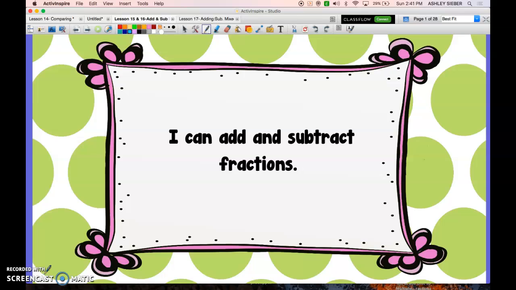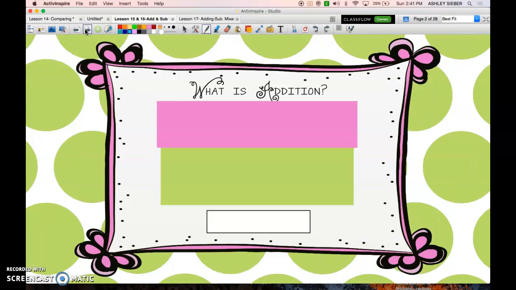Today we're going to be learning to add and subtract fractions. So let's start with an easy question. What is addition? What does it mean to add? When we add, we are putting together. Remember, when we add, we don't have to have equal groups. We're just putting things together. 4 plus 2 is 6. 7 plus 3 is 10.